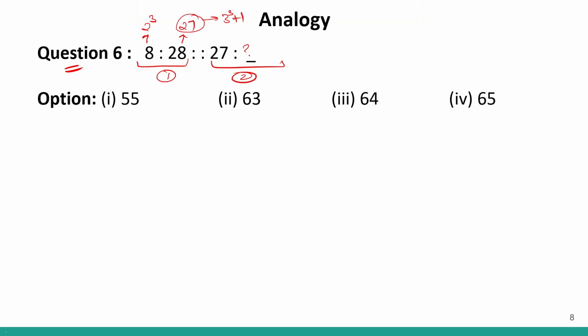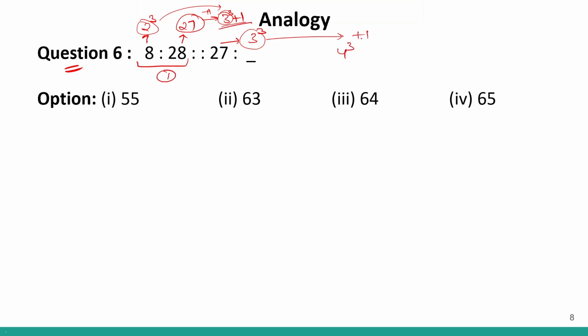So this is 2 cube and this is 3 cube plus 1. What is the value of 27? 27 is 3 cube. Okay, what is the relationship between 2 and 3? Plus 1. This is plus 1. So now over here we will do plus 1. So if I do plus 1, I will get 4 cube.